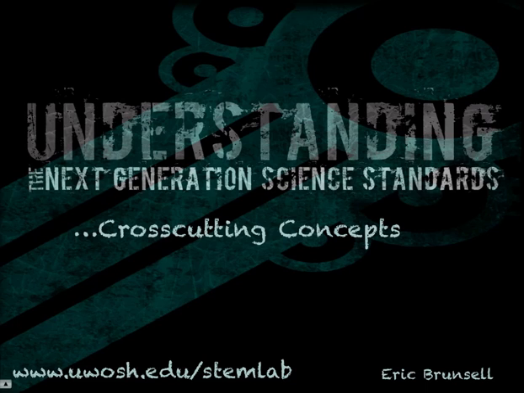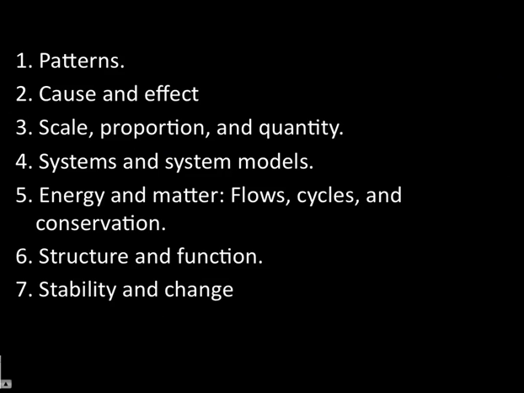Hi, in this video we're going to take a look at the cross-cutting concepts found in the Next Generation Science Standards and how we can use those in our instruction. So to start with, the framework for K-12 science education outlines these 7 cross-cutting concepts: patterns, cause and effect, scale, proportion, and quantity, systems and system models, energy and matter, structure and function, stability and change.